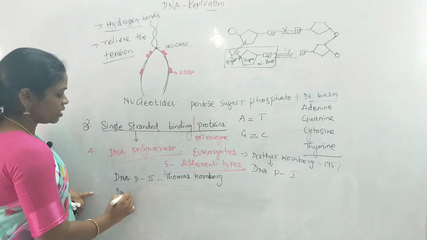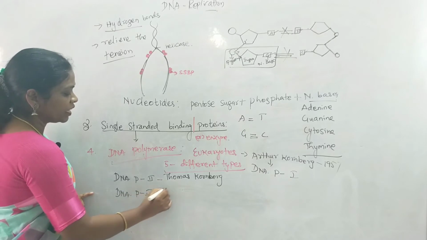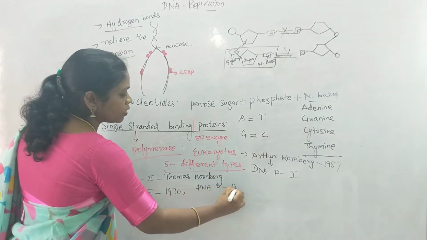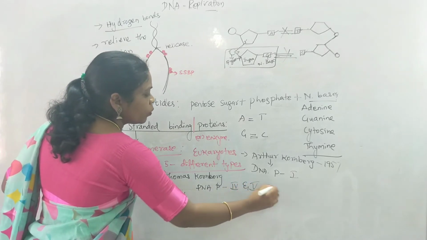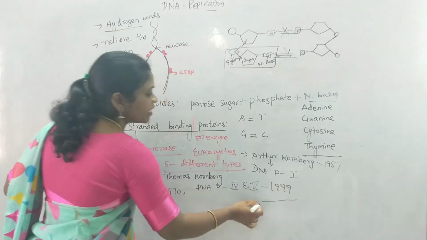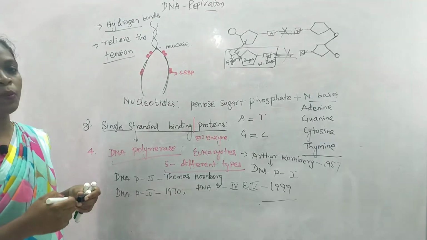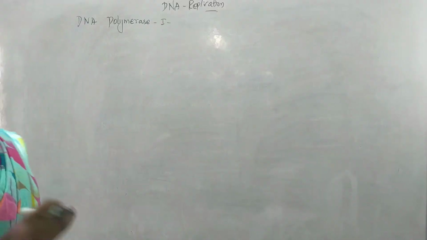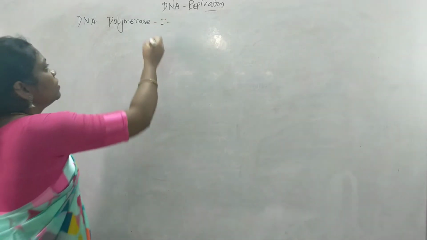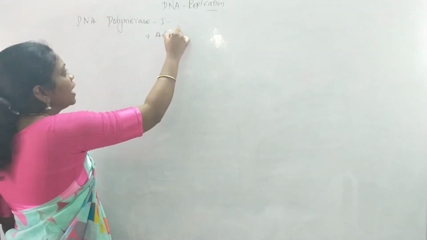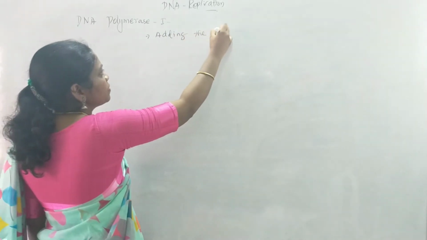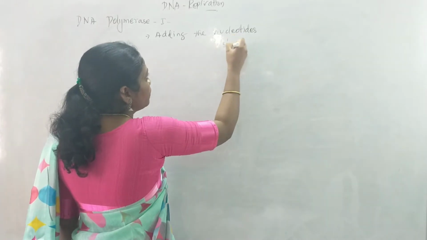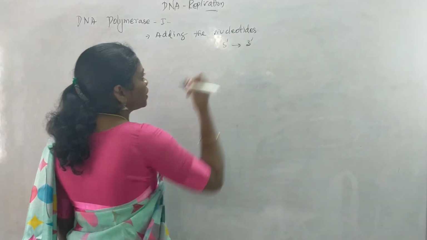DNA polymerase 3 was identified in the 1970s. DNA polymerase 4 and 5 were identified in the year 1999. So these are the 5 different types of polymerases. Now we'll see the function of these polymerases one by one. DNA polymerase adds the nucleotides from 5' to 3' direction.